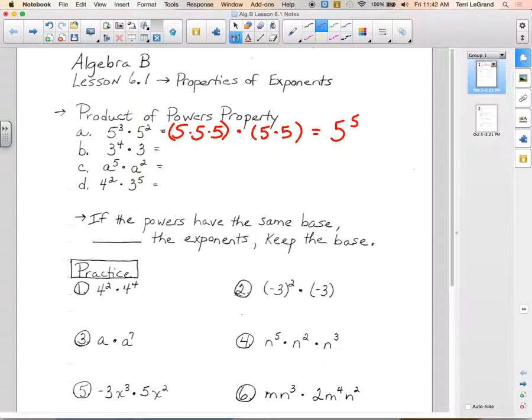Okay, 3 to the 4th times 3. How could we write that out? How can we write that out? Hand this so I can call on you, please. Malcolm? 3 times 3 times 3.